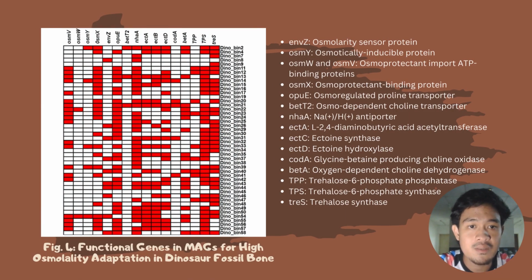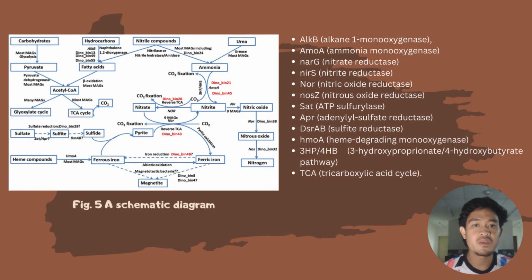This figure shows the presence of various functional genes, indicated in red, in MAGs that help them cope with high osmolality in a dinosaur fossil bone. Figure 5 illustrates potential biogeochemical pathways mediated by various MAGs found in the Centrosaurus dinosaur fossil bone. MAGs marked in red are involved in the autotrophic CO2 fixation pathway. These lines show where key genes for this pathway were not found in the MAGs.